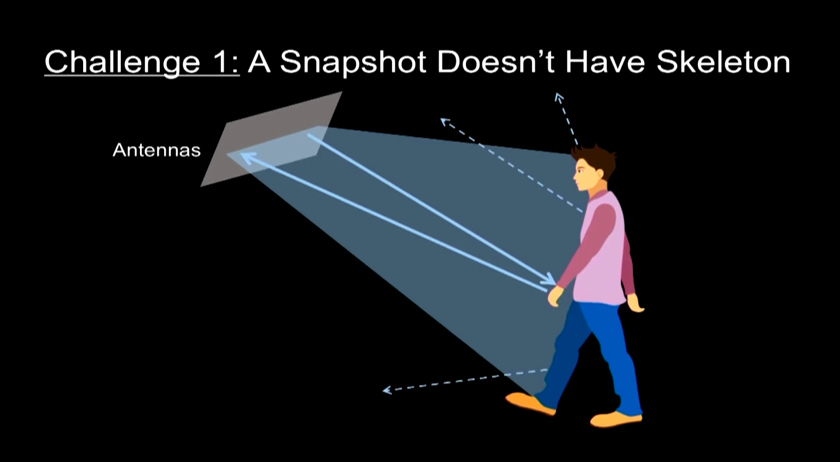This is very different from images, where a single snapshot would capture the whole human body. Here, a single snapshot of RF signal would only capture a small subset of the human body. To solve this challenge, the first idea of our solution is to use human motion across time.